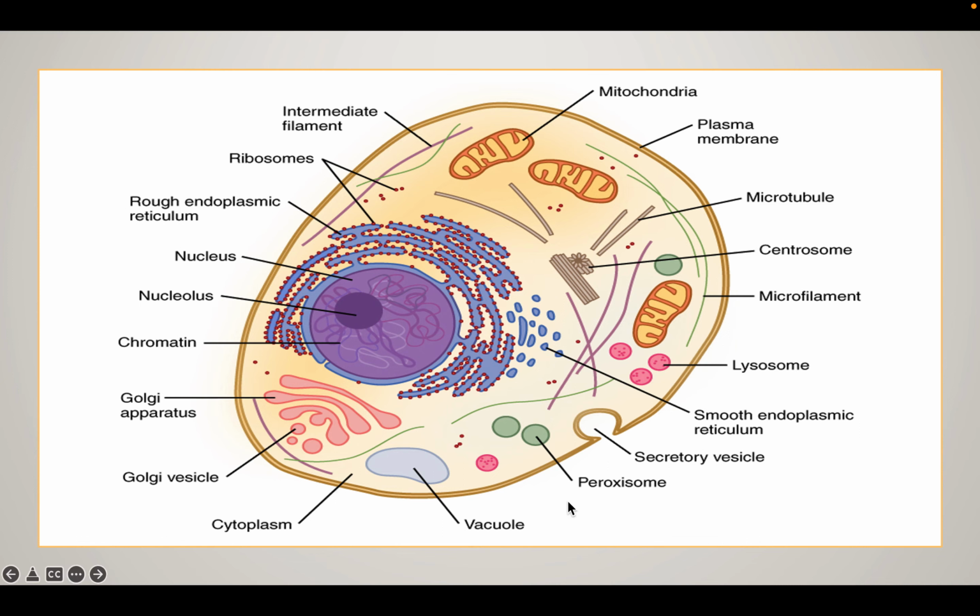So here's just an overview of our eukaryotic cell, the different organelles that you can find within it. You should be able to recognize most of them. Golgi with their vesicles, rough ER because you see that they're studded. This is smooth ER. You can see mitochondria, centrosome, so on and so forth.